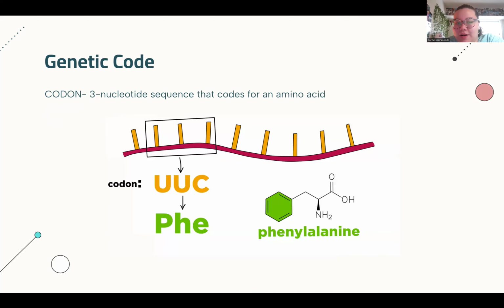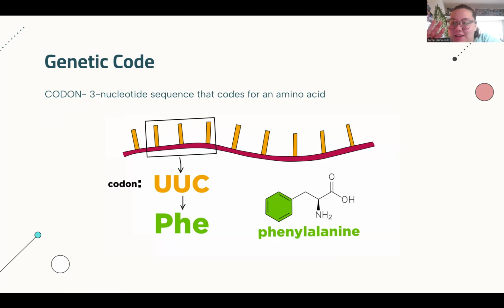Okay, so genetic code. We're going to talk about the codons. A codon is a 3 nucleotide sequence that codes for an amino acid. So one of these codons is going to code for AUG, and that is the start site. That is where you're going to start your code. UUC codes for phenylalanine.